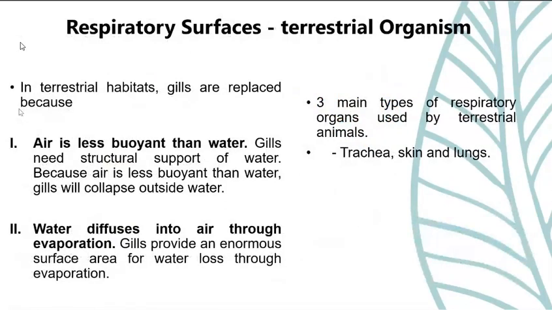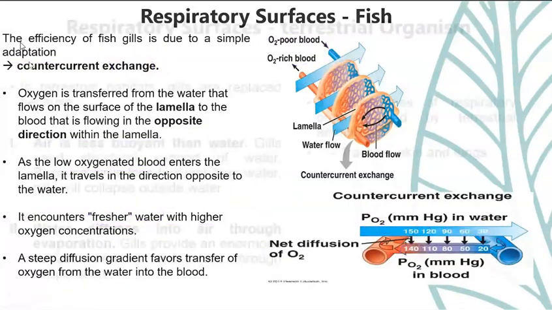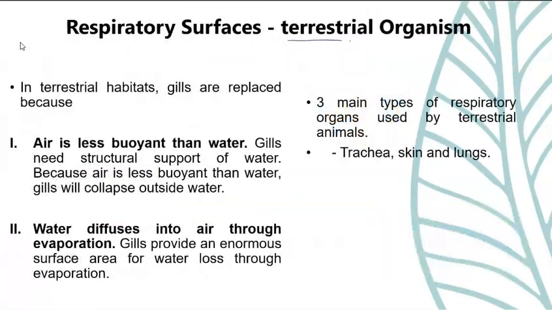So the gills are used by aquatic organisms that live in water: fish, starfish, crustaceans and all that. Terrestrial organisms are animals that live on land. They cannot depend on gills. So the gills are replaced either by lungs, a tracheal system, or the skin. So in terrestrial habitats, gills are replaced.